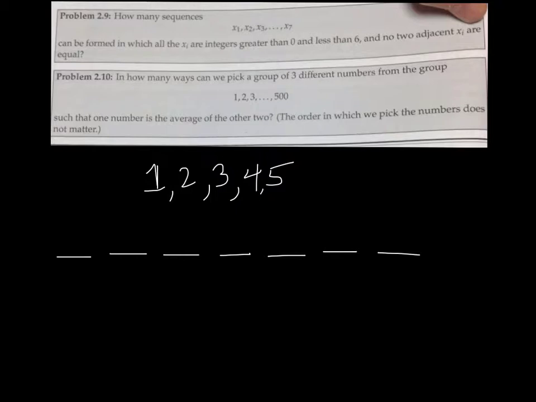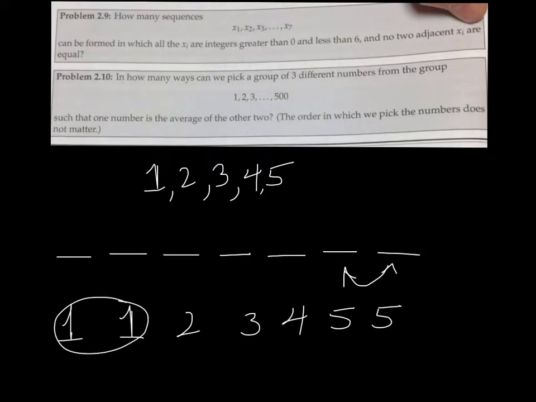No. Adjacent means positioned next to each other. 1 and 2 can't go next to each other. So 1 and 2 are not equal, right? Mm-hmm. So an illegal sequence would be like this: 1, 1, 2, 3, 4, 5, 5. And it's illegal in 2 places, here and here. Okay, so these are bad.